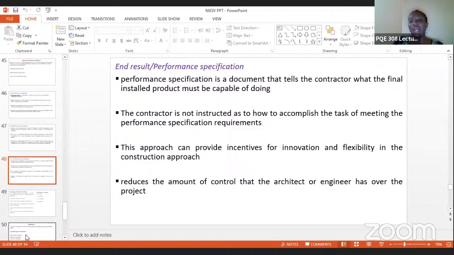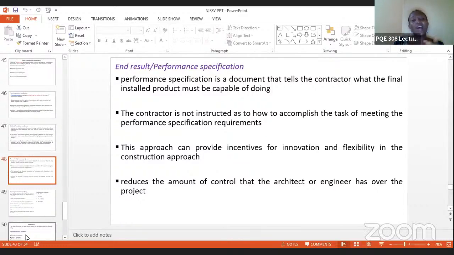And also, we have the method. As the name implies, it's a prescriptive specification, where they detail every step you are going to follow, the materials, the method. If you are doing concrete work, how you are going to mix, what you are going to do, everything is there. It is more detailed, and the responsibility of this prescriptive method or prescriptive specification rests on the shoulders of the experts on that side.